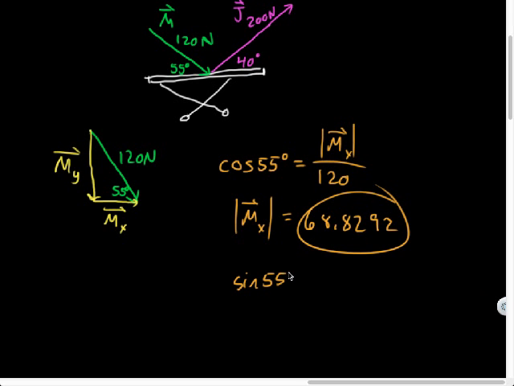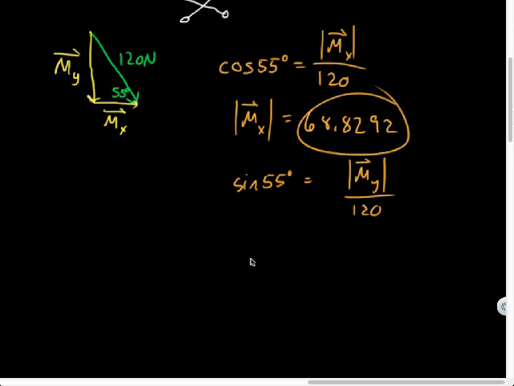So sine of 55 degrees is equal to the magnitude of the vertical component over 120. So the vertical component's magnitude would be 120 times sine of 55 degrees, which is 98.298. That is the magnitude. Oh, I left this gross circle there. I can't get rid of that effectively.